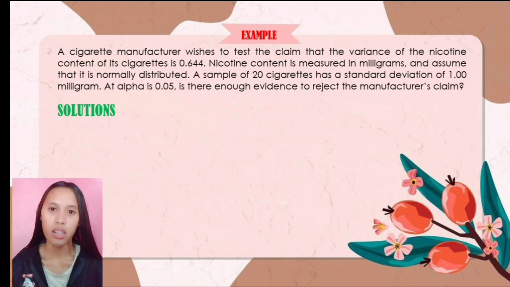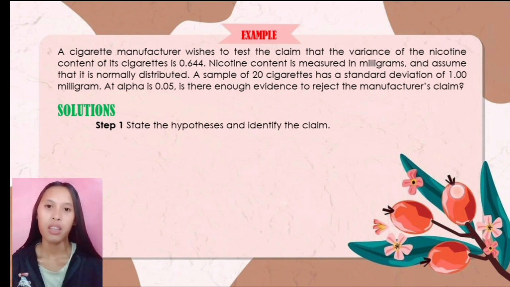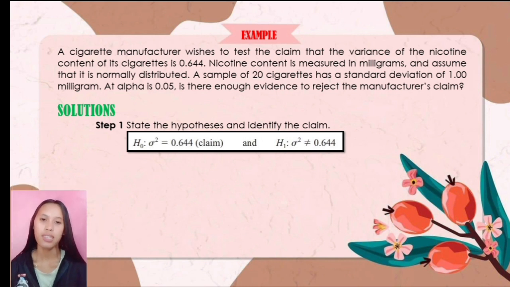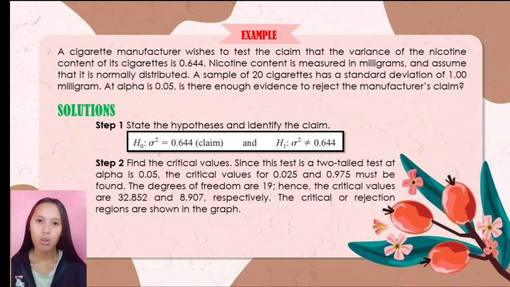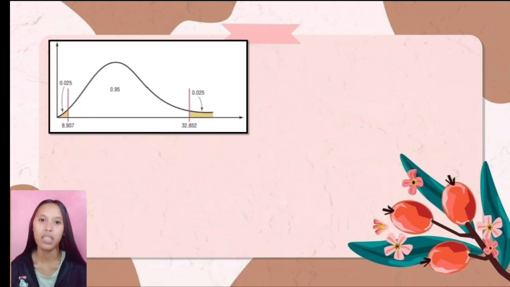So in our solution, let us state first the hypothesis and identify the claim. Our hypothesis here is that population variance is equal to 0.644, which is the claim, and population variance is not equal to 0.644. Next, find the critical value. Since this is a two-tailed test at 0.05 alpha, the critical values for 0.025 and 0.975 must be found. The degrees of freedom are 19, hence the critical values are 32.852 and 8.907 respectively. So the critical or rejection regions are shown in the graph above.